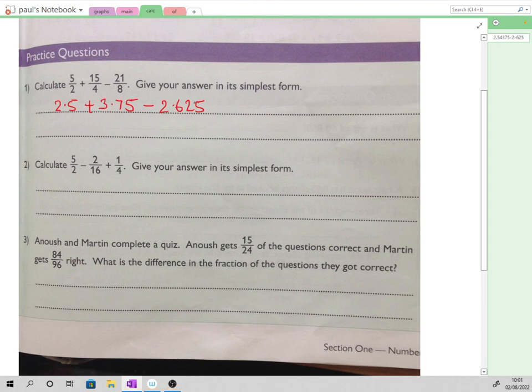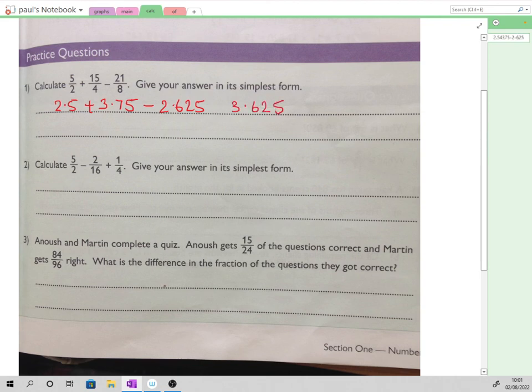The only awkward bit is when you get a recurring decimal, which means the number never ends, and then it gets more complicated. So what we can do is just work from left to right. 2.5 plus 3.75, and then minus 2.625, which is 3.625.